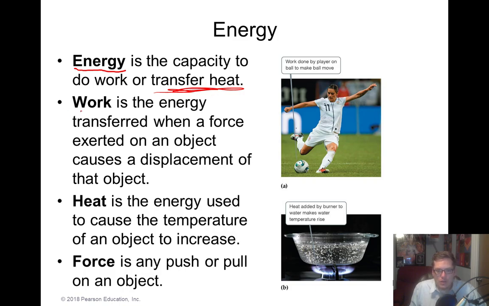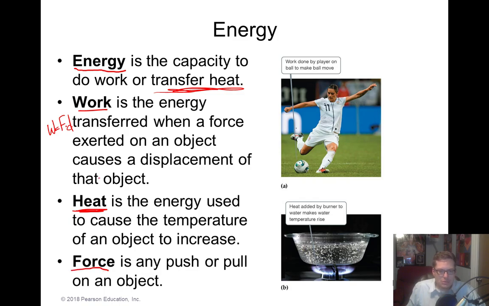Okay, work is defined as the energy transferred when a force exerted on an object causes displacement, right? Work equals force times distance. If you take physics, then you're probably very familiar with that. All right, and then heat is the energy used to cause the temperature to increase, or decrease. And so when we talk about heat, we're really talking about energy flow. All right, and then the force is any push or pull on an object.